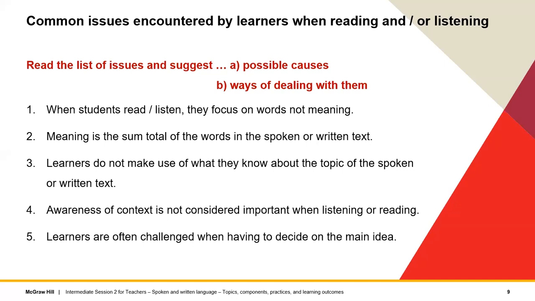The other issue is some things are stated in an explicit manner, directly, and some things are stated indirectly, implicitly. So people have to infer. Yes, words have many meanings. Okay, learners don't make use of what they know about the topic of the spoken or the written text. Do you agree or disagree?